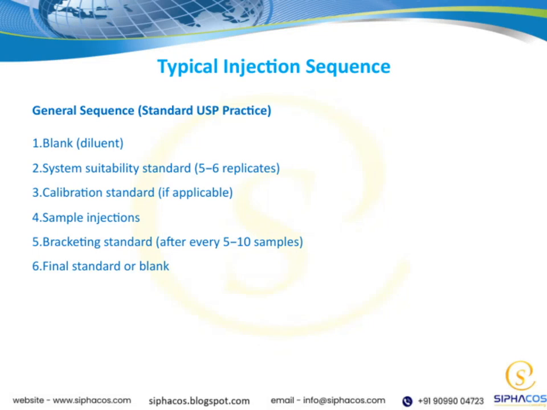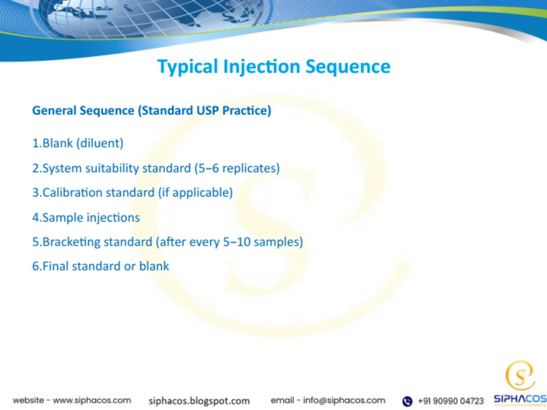Now, let's walk through the general sequence for a standard USP practice when it comes to injection ordering. First, we start with a blank or diluent injection. This helps us establish a baseline and ensure the system is clean before we begin. Next, we run the system suitability standard, which we typically do in 5 to 6 replicates. This step is crucial because it confirms that the system is performing properly and consistently before analyzing our samples.